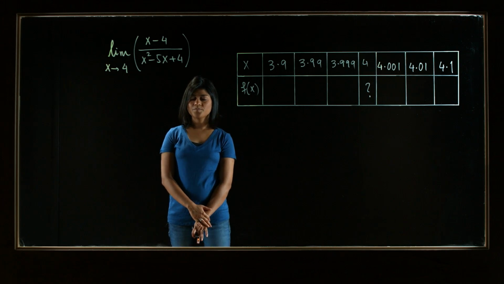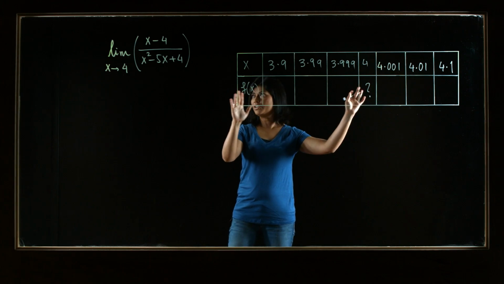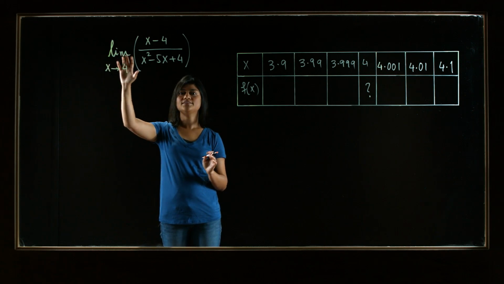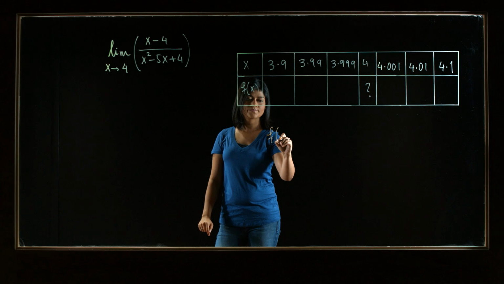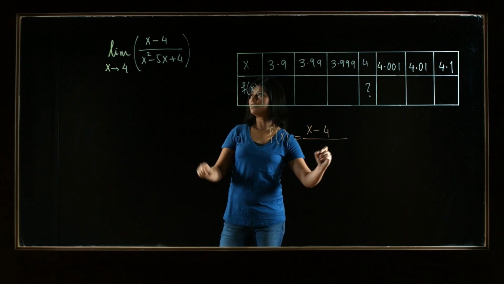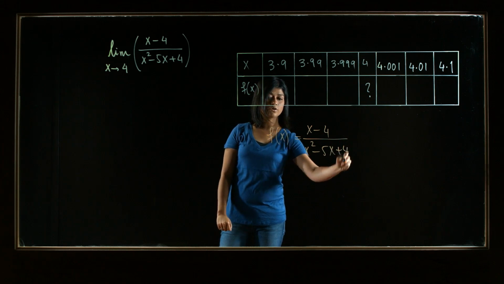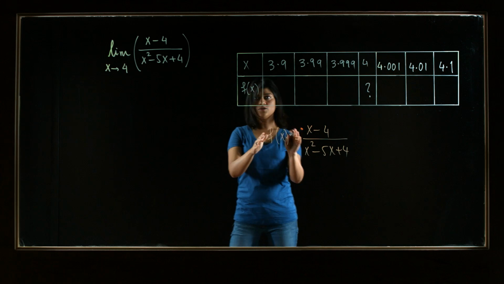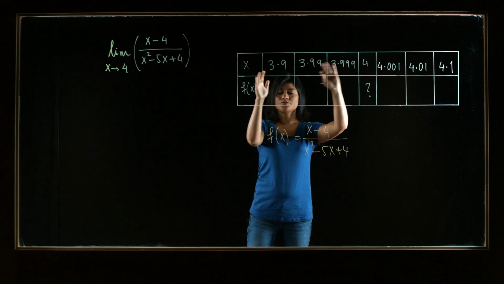In this problem, we have to complete this table using the function that is given here, and we have to estimate the limit of this function. So the function is right here, x minus 4 over x squared minus 5x plus 4. And we have to find the y values for some given x values.